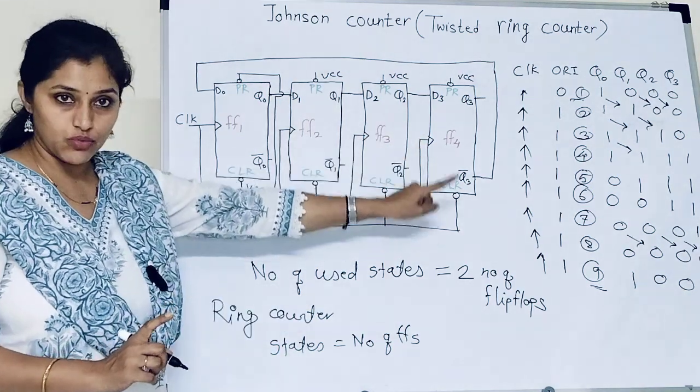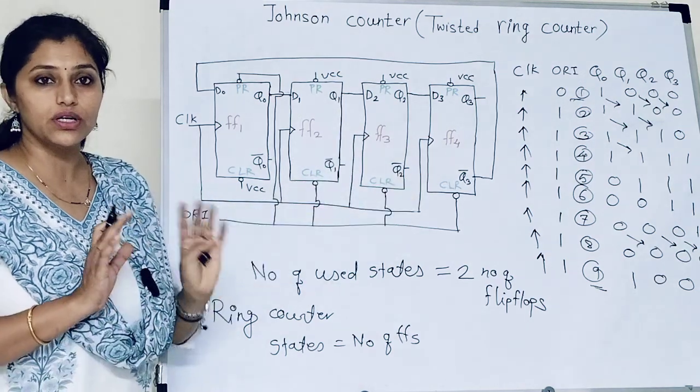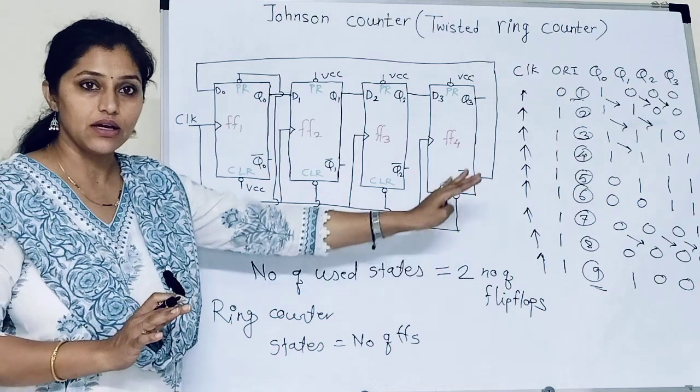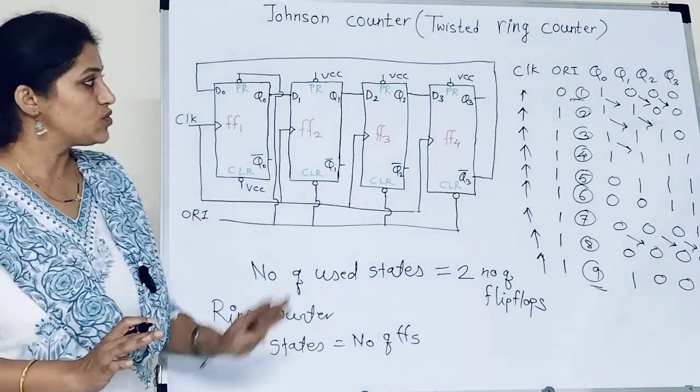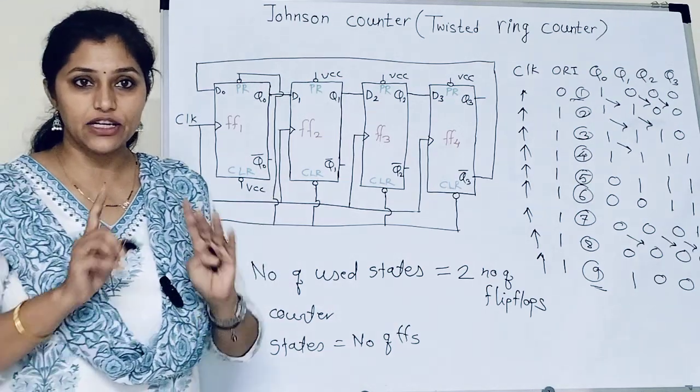Here used states are more, so unused states will be, the number of flip-flops is 4. So total states it can generate are 2 raised to 4, 16. 16 minus 8, unused states are 8. So in this way a twisted ring counter works. You must understand the difference between the two.